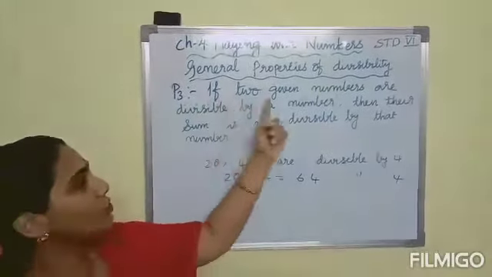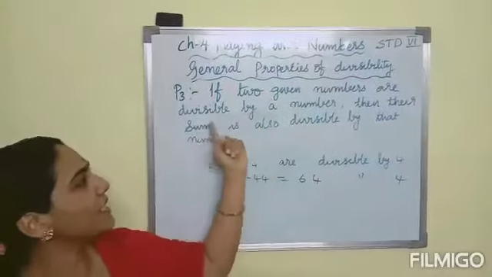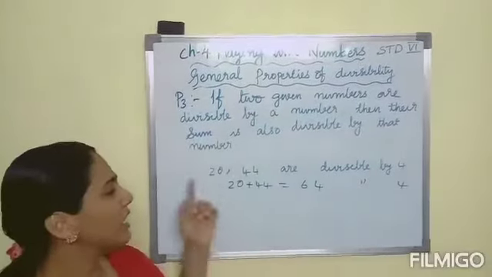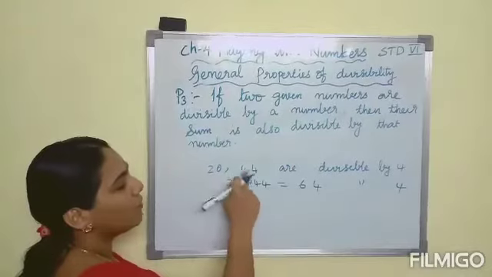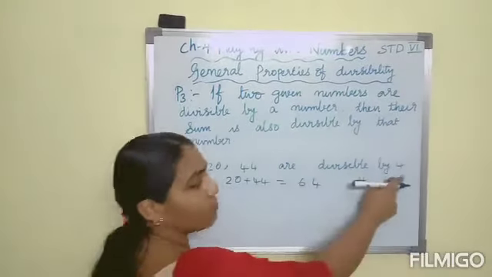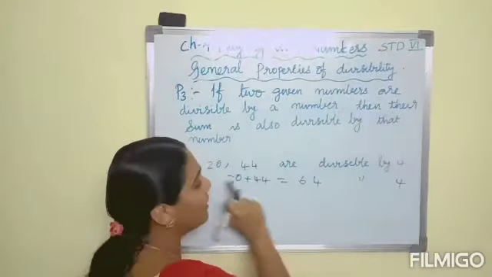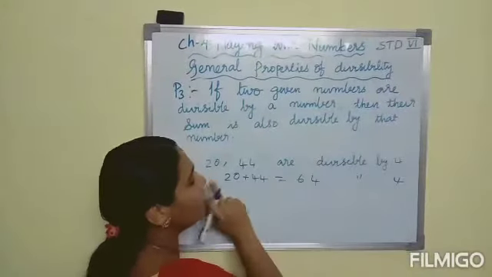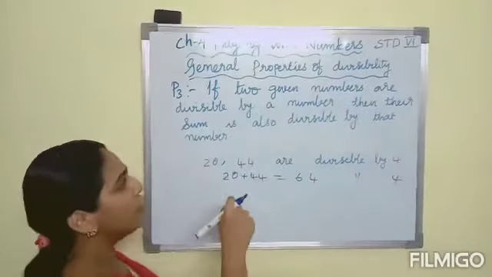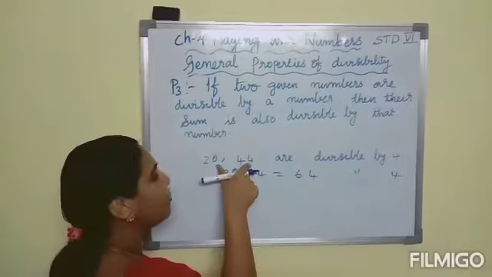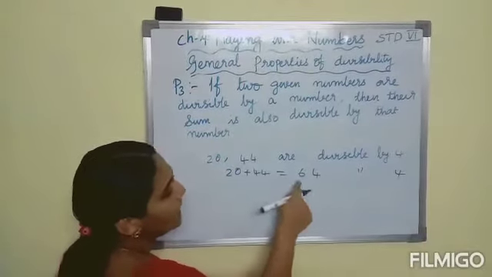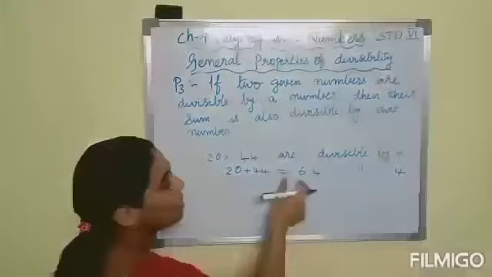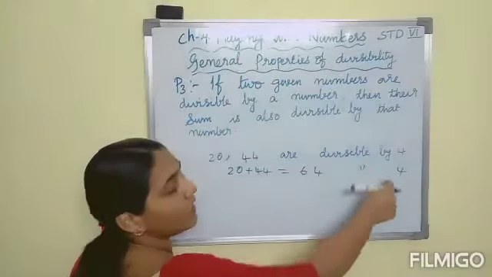Now next we will go to the third property. If two given numbers are divisible by a number, then their sum is also divisible by that number. Now we are taking two numbers, 20 and 44. Both are divisible by 4. 20 divided by 4 is 5. 44 divided by 4 is 11. Then we want to check whether the sum of these two numbers is divisible. What is 20 plus 44? 64. You want to check whether 64 is divisible by 4 or not.